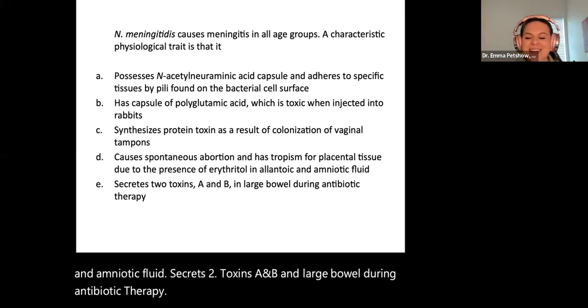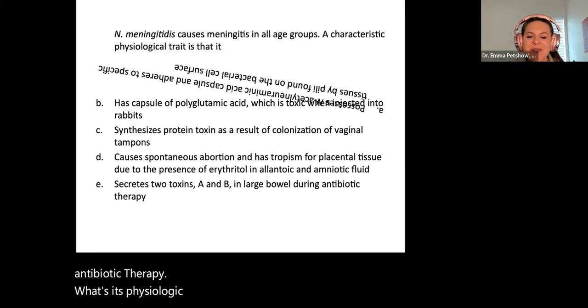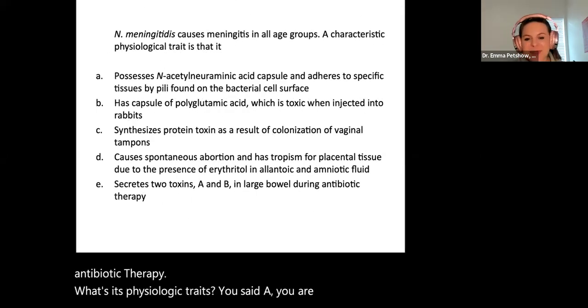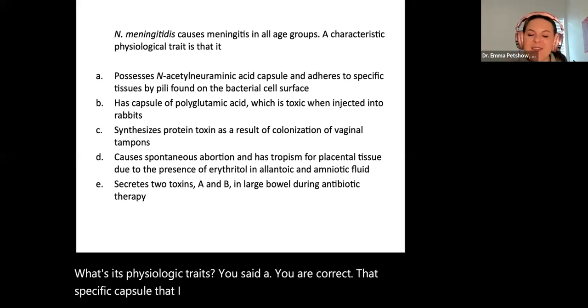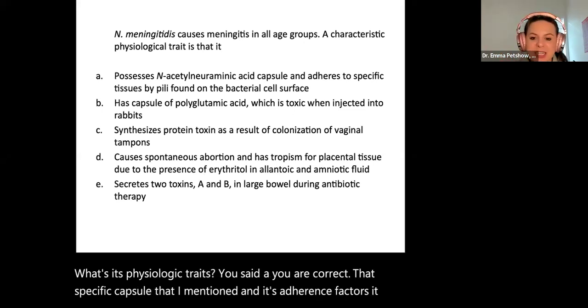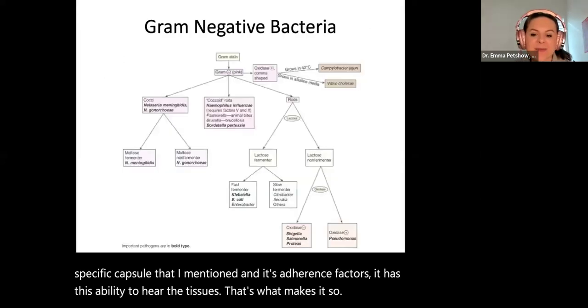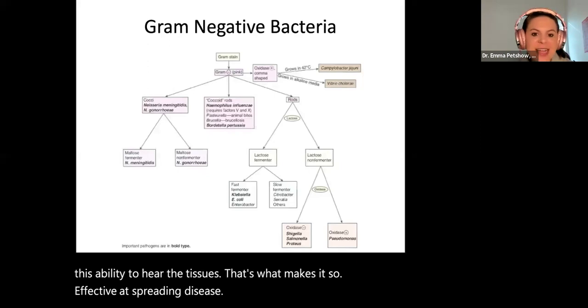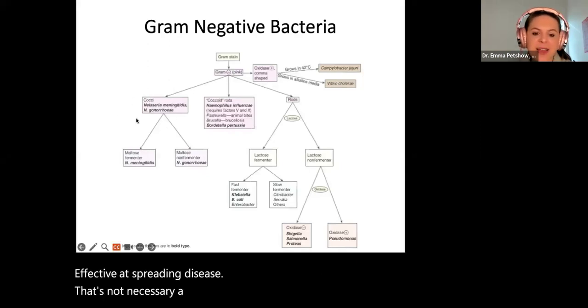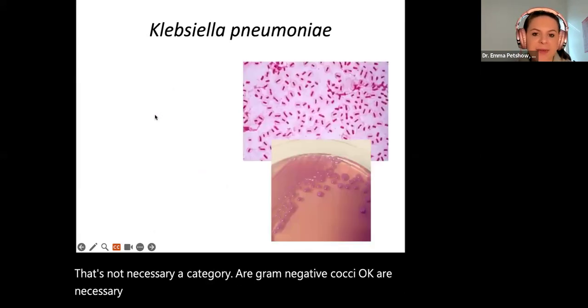What's its physiologic trait? You said A, you are correct. That specific capsule that I mentioned and its adherence factors, it has this ability to adhere to tissues. That's what makes it so effective at spreading disease. So that's our Neisseria category, our gram-negative cocci, okay, our Neisseria meningitidis and gonorrhoeae.